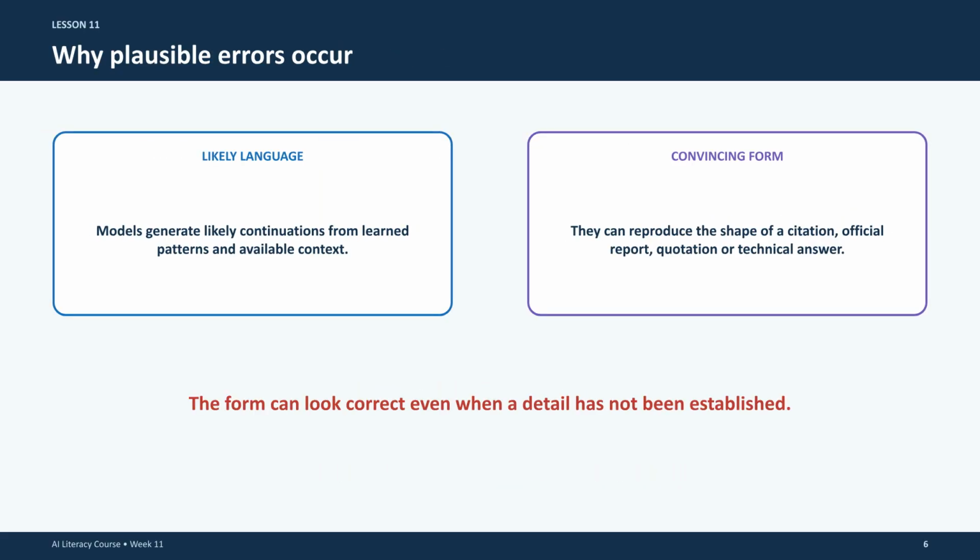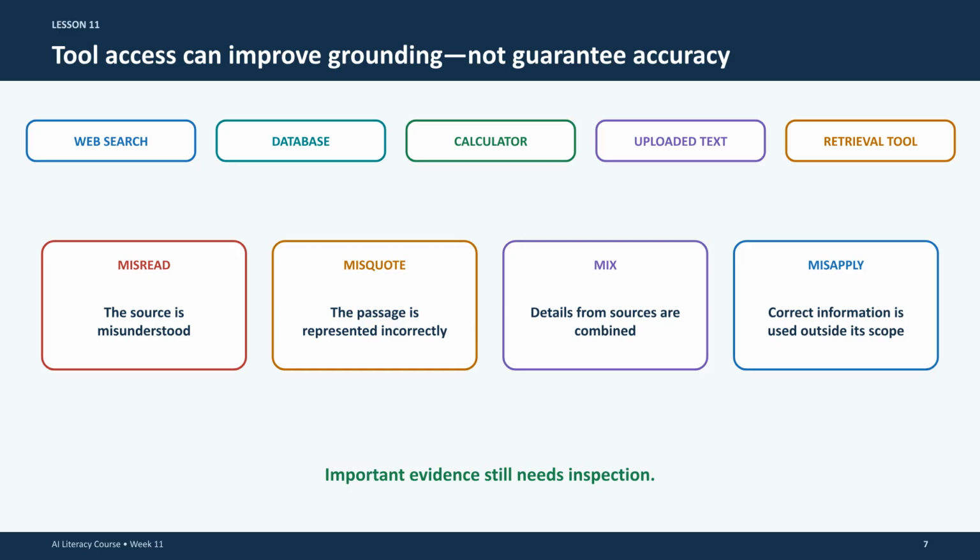Why do these plausible errors occur? Because AI models generate likely continuations based on learned patterns. They can easily replicate the form of a formal report or a technical answer, even when the underlying details aren't grounded in fact. Advanced tools like web search or calculators can improve grounding, but they don't guarantee accuracy. AI can still misread a source, misquote it, or mix up details. Every piece of important evidence must be manually inspected.